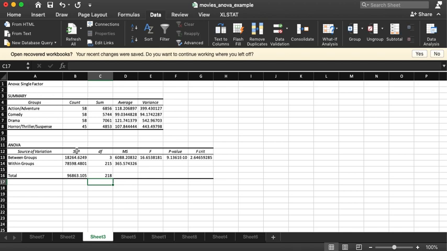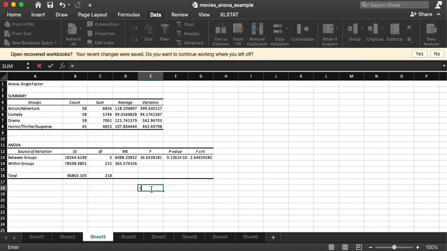So this is the sum of squares between groups, sum of squares within groups, our degrees of freedom between groups and within groups, our sum of squares for the treatment, sum of squares for the error, the F value translated into a p-value, and a critical value. So we can generate some of this stuff on our own.